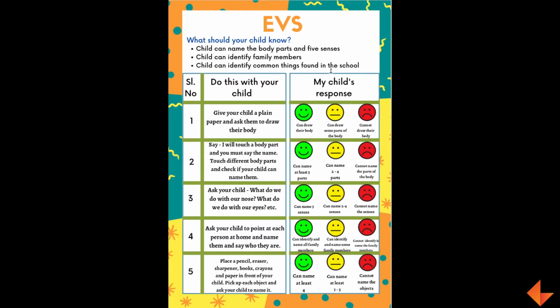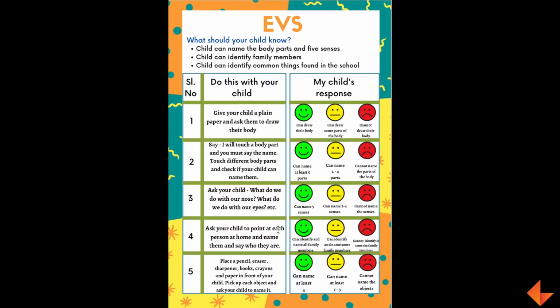Now, how do you check this? You check the activities given in this column. Each of these activities will take your child 4 to 5 minutes to do. Mention the activity to your child and give them some time to do it. Let's take a look at one activity.